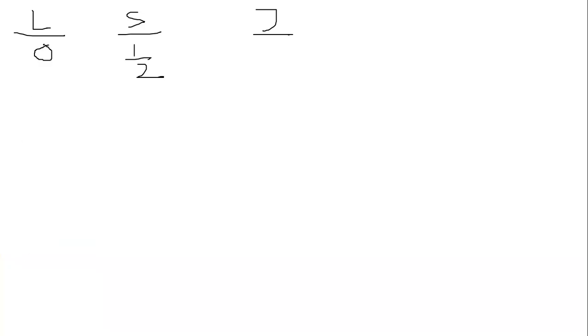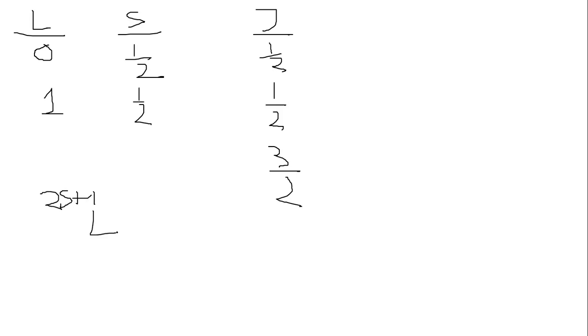So for L equal to 0, S is half, so J is half. For L equal to 1, S is half, J is half and 3 by 2. We know spectroscopic notation is 2S plus 1 L J. Since S is half, 2S plus 1 will be 2. Here L is 0, so it will be S, and J will be half.